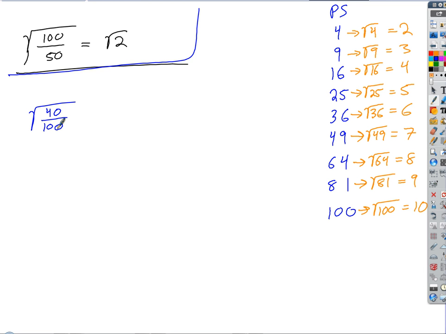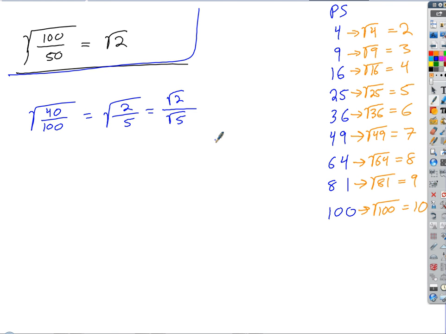Okay, so now we could simplify that fraction, couldn't we? What's the biggest number that goes into both 40 and 100? Well, 20 does. So I could rewrite that as the square root of, 20 goes into 40 twice, and 20 goes into 100 5 times. So that makes it a little bit easier. I get the square root of 2/5. Then I would have to break this apart into the square root of 2 over the square root of 5.